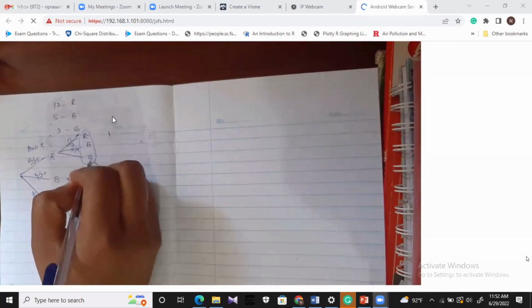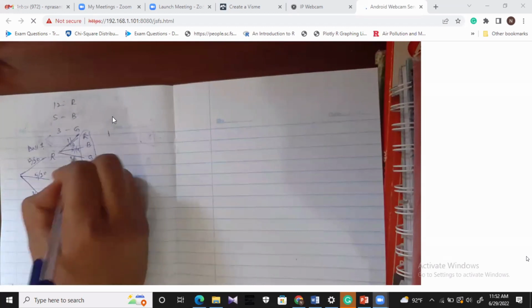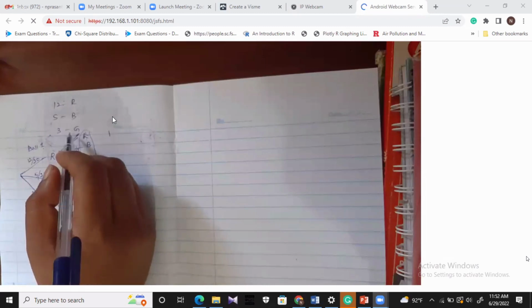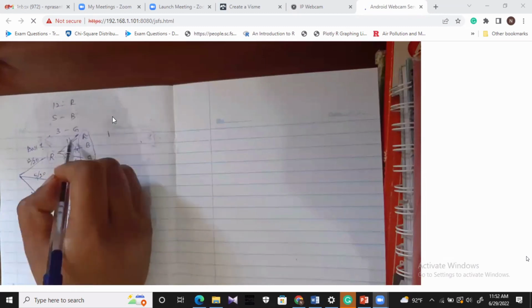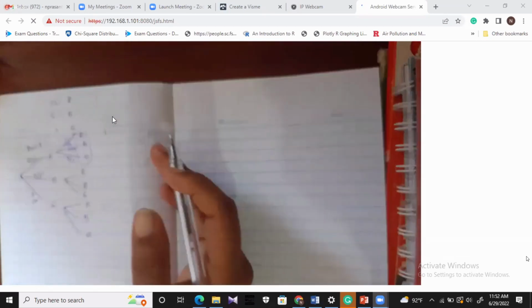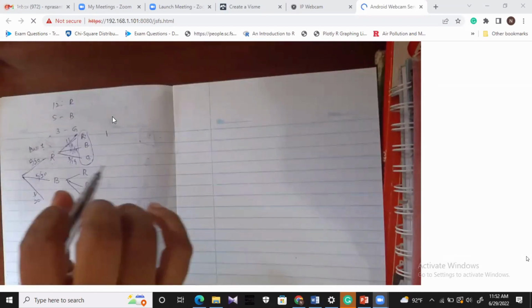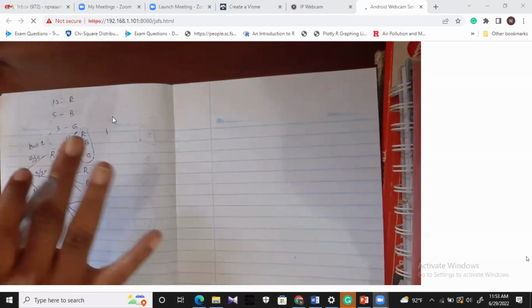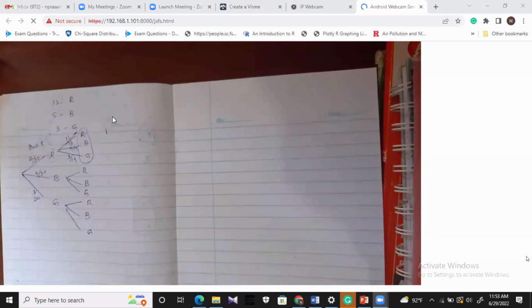So what is the probability of getting blue? 5/19. Getting green, 3/19. If you add these three probabilities, that should be equal to 1. 11 plus 5 is 16. 16 plus 3 is 19. Yes, 19/19 is 1 now. That means we have found these associated probabilities correctly. Understand? Now, can you fill in the other probabilities as well?